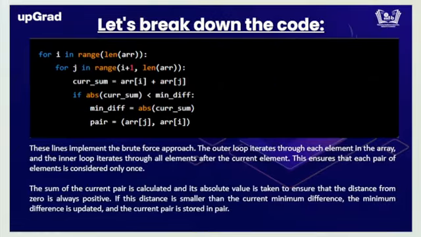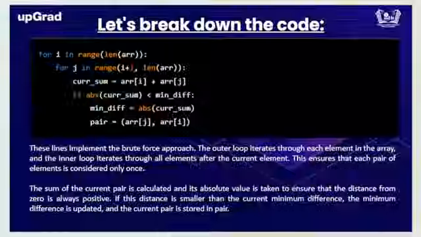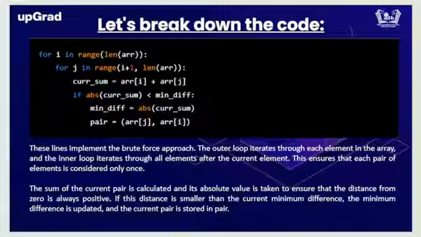In this part, we have taken two for loops and an if statement. These lines implement the brute force approach. The outer loop iterates through each element in the array, and the inner loop iterates through all the elements after the current element. This ensures that each pair of elements is considered only once. The sum of the current pair is calculated and its absolute value is taken to ensure that the distance from 0 is always positive.